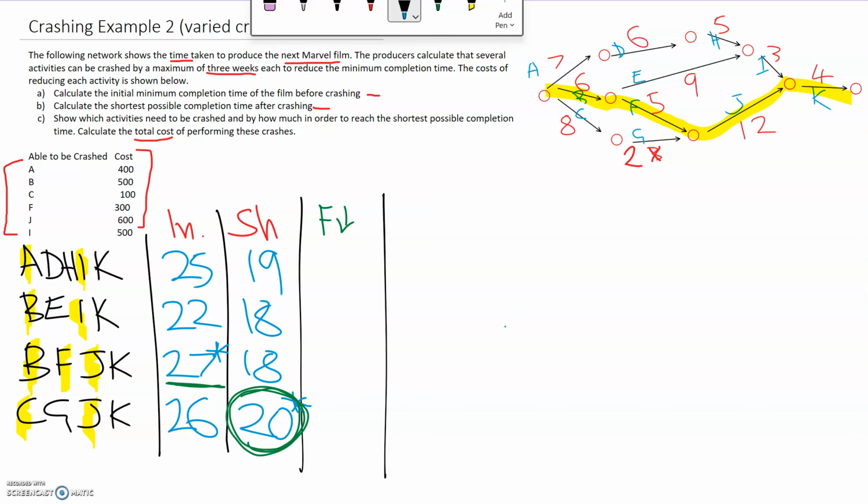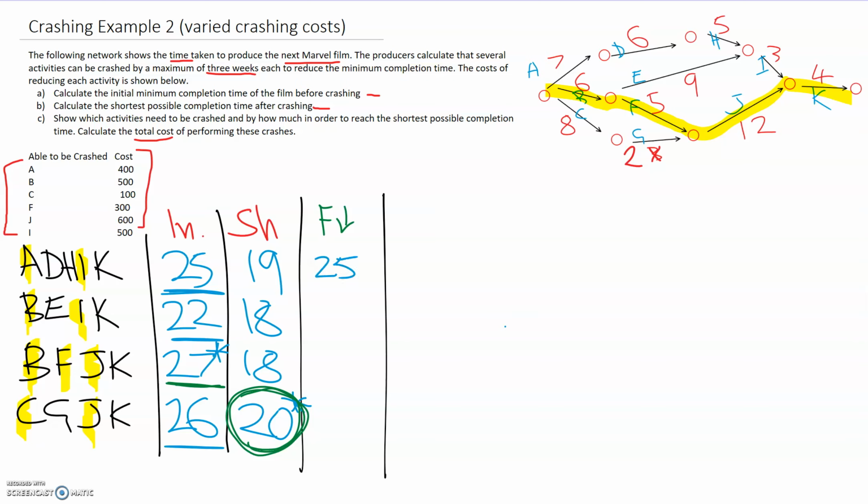And remember, we're beginning at the start again. So we're beginning at 25, 22, 27, and 26. So the first activity doesn't have an F, still 25, 22. This one reduces by 1, and still 26. Okay, and we have 2 critical paths here.